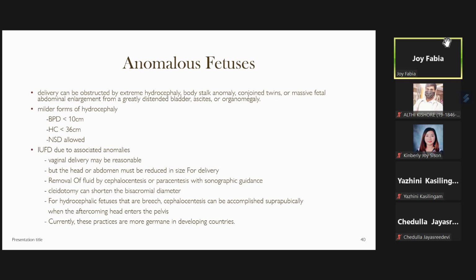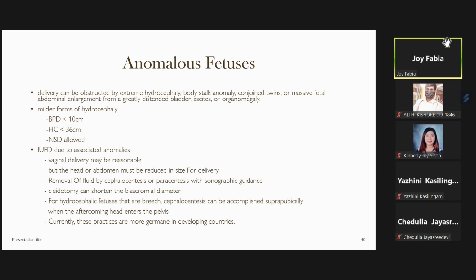So, in cases of milder forms of hydrocephaly, vaginal delivery can be allowed as long as the biparietal diameter is less than 10 centimeters and the head circumference is less than 36 centimeters. In cases of babies with intrauterine fetal demise, who are already stillbirth, vaginal delivery can be a reasonable delivery type.